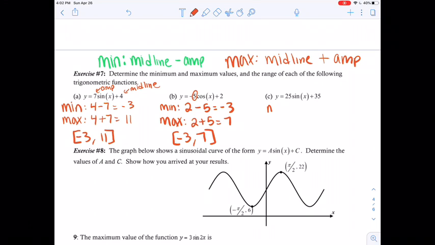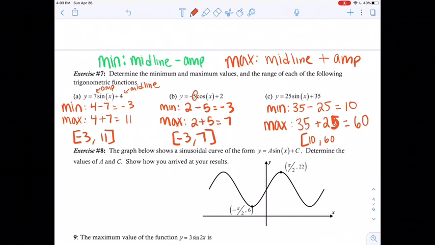And then letter C, so your minimum is going to be 35 minus 25, which is equal to 10. And your maximum is going to be 35 plus 25, which is equal to 60. So the range would be from 10 to 60.